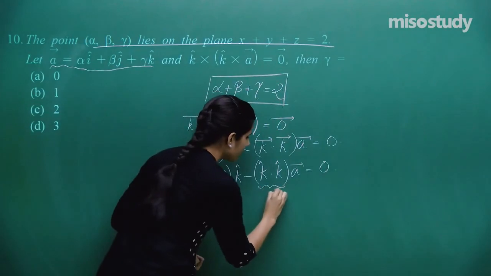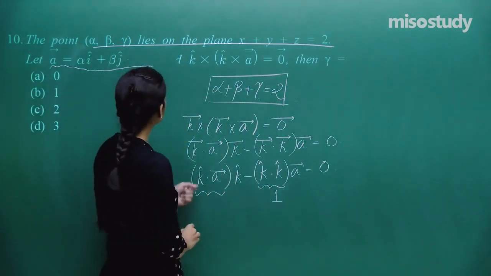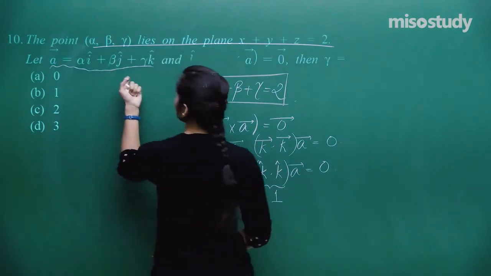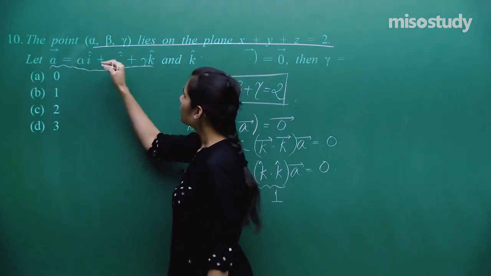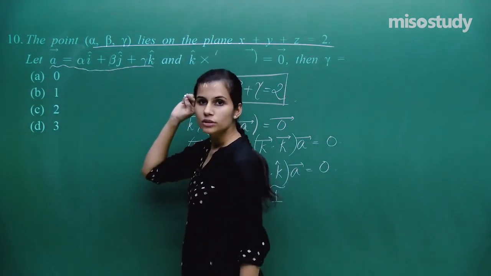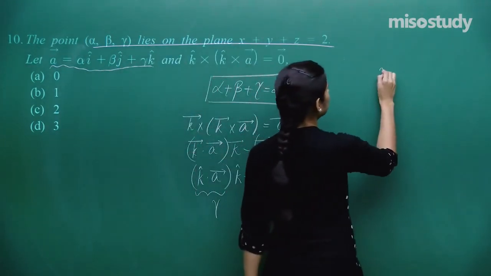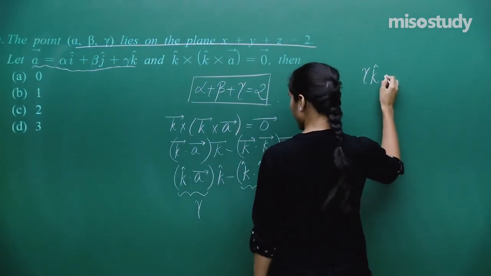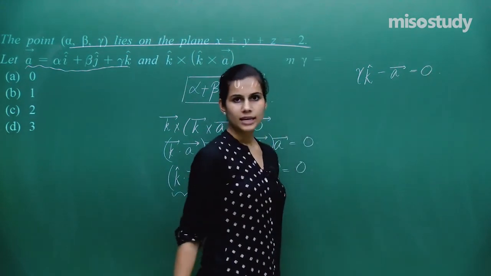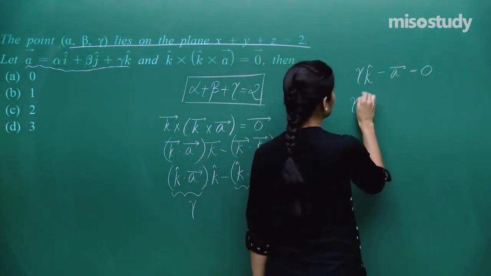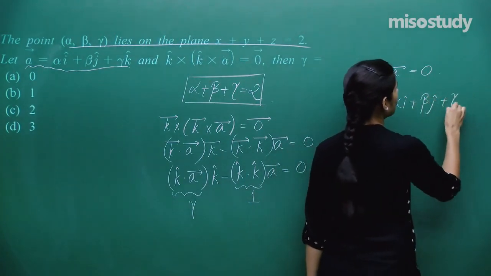k cap dot k cap is 1. k cap dot A vector is actually what? A vector is this. When you take the dot product of this with k cap, you will get alpha into 0 plus beta into 0 plus gamma into 1. So, you will just get gamma. So, you have gamma k cap minus A vector equals 0. Now A vector is what? Alpha i cap plus beta j cap plus gamma k cap.